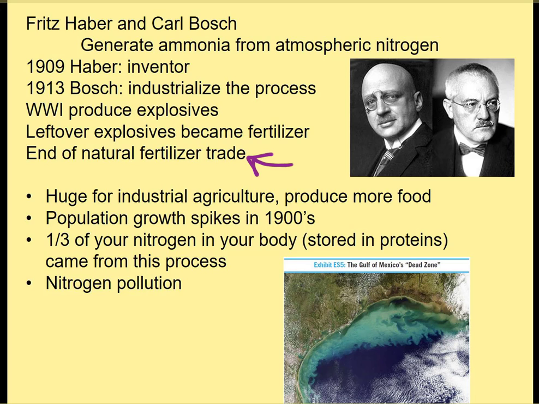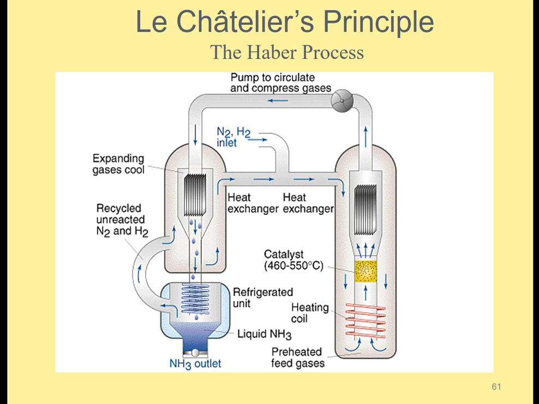A side note of this is we produce too much and put too much on our farmland, and so we get nitrogen pollution. And this is the Gulf of Mexico, and dumping a whole bunch of nitrogen in water causes these algae blooms, which causes the oxygen in the water to decrease, which then causes more wildlife to die because they don't have enough oxygen. And so there needs to be a good balance, but now we're producing so much nitrogen that we're now polluting our planet. Here's just a diagram of Le Chatelier's principle with the Haber process.